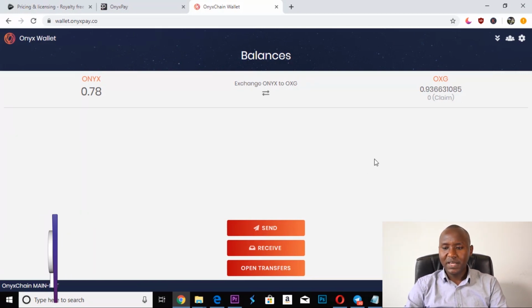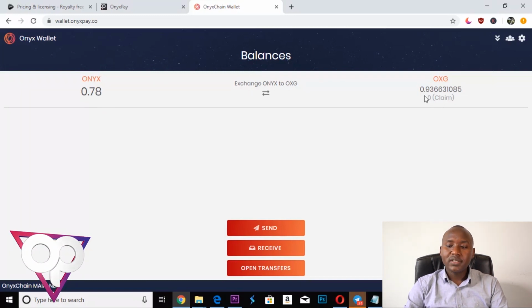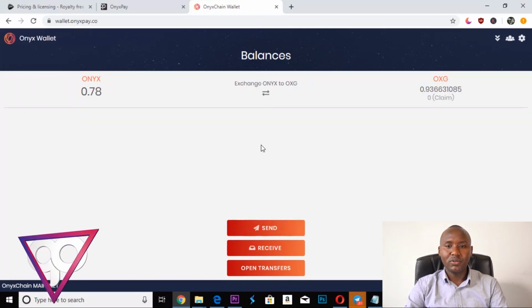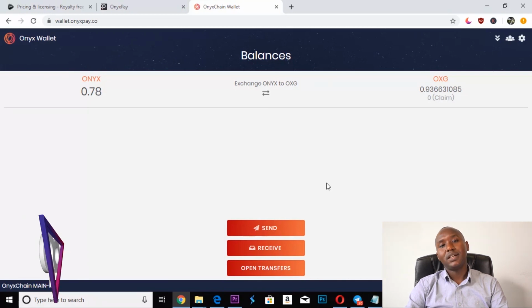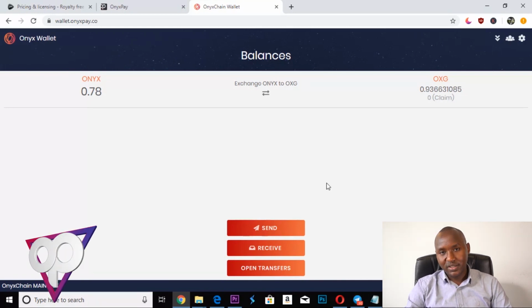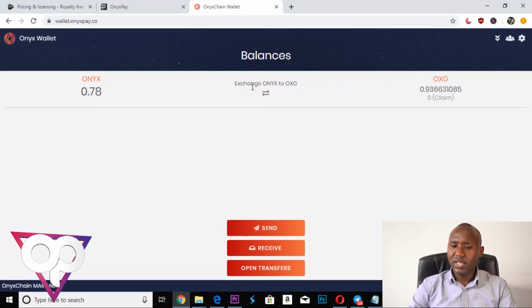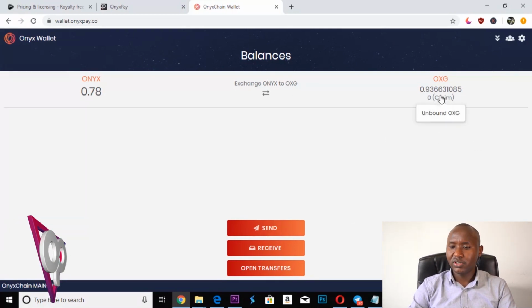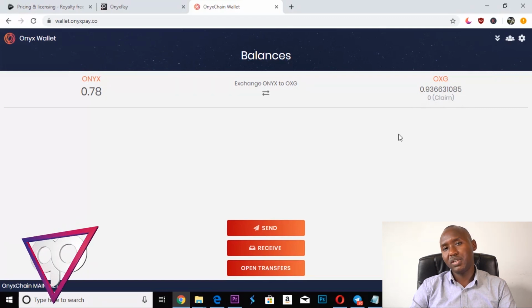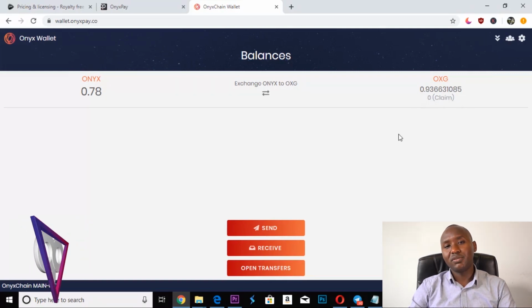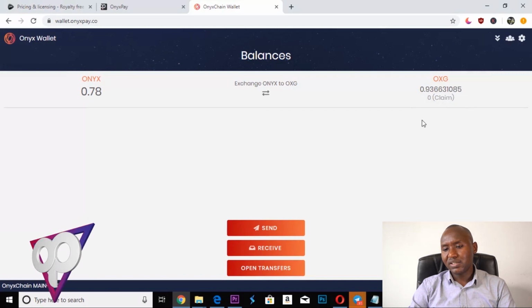So now it means that if you have Onyx coin and you don't have Onyx Gas and you want to buy Onyx Gas from Onyx coin, that transaction cannot go through because you need Onyx Gas to do any transaction. So this is actually the rule. If you have Onyx coins and you don't have Onyx Gas, what you need to do is tell somebody to send you some Onyx Gas. One Onyx Gas will be enough for you to be able to do a transaction.